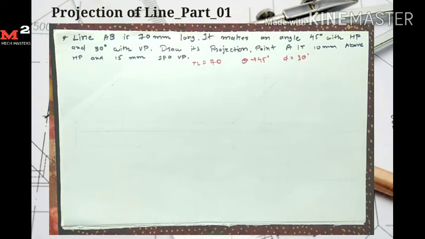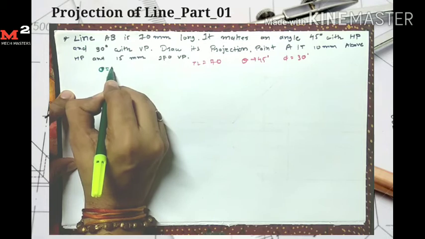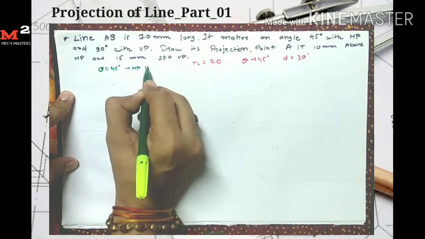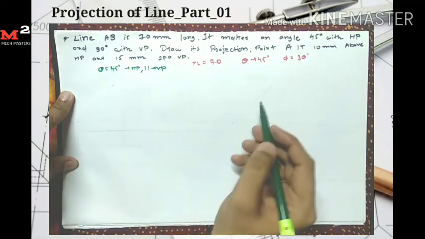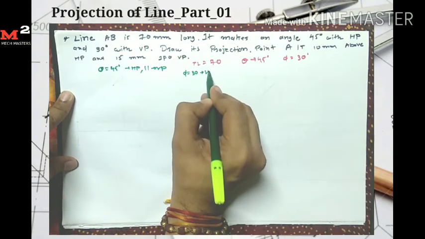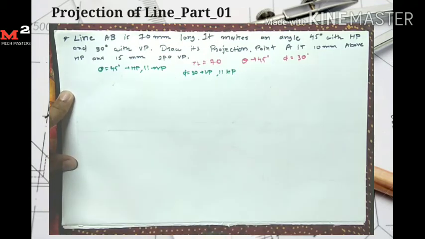Now for better understanding of this problem, first I divide it into two parts. In the first part the line makes an angle of 45 degrees with HP and is parallel to VP. In the second part the line makes an angle phi equal to 30 degrees with the vertical plane and is parallel to HP. That we already learned in the earlier two cases. Let's first draw the first case.